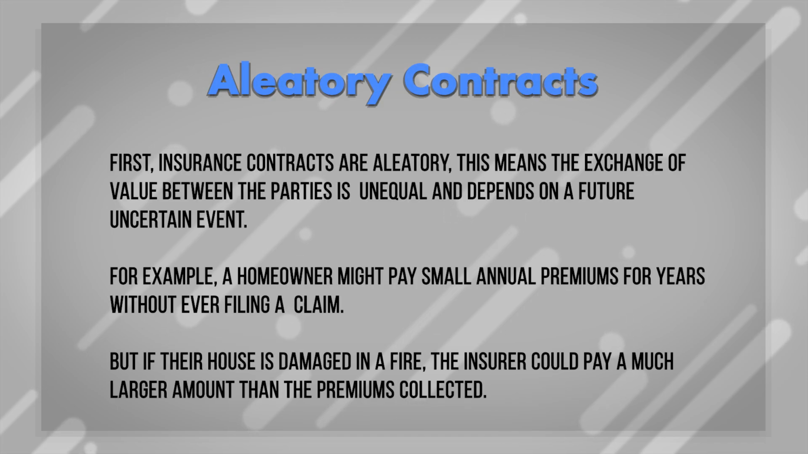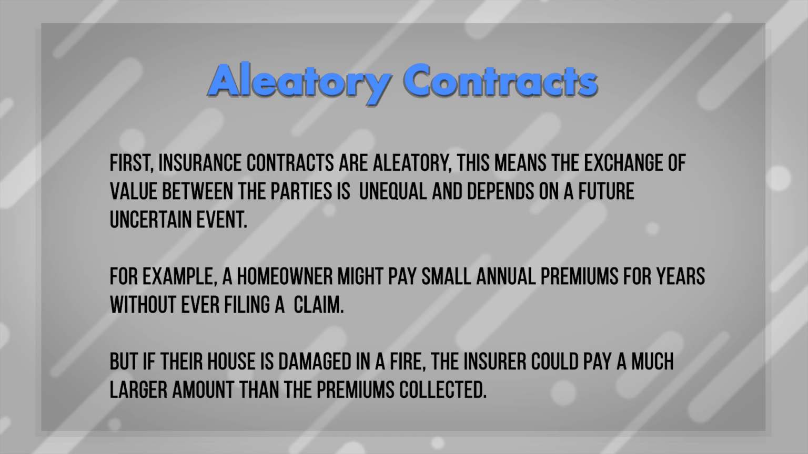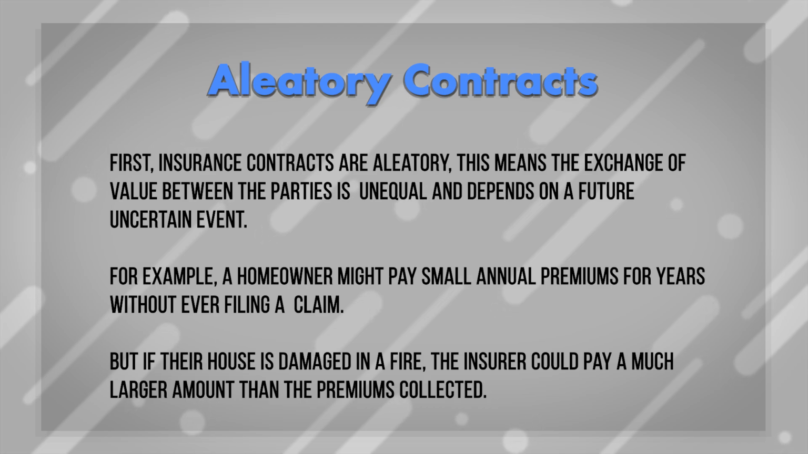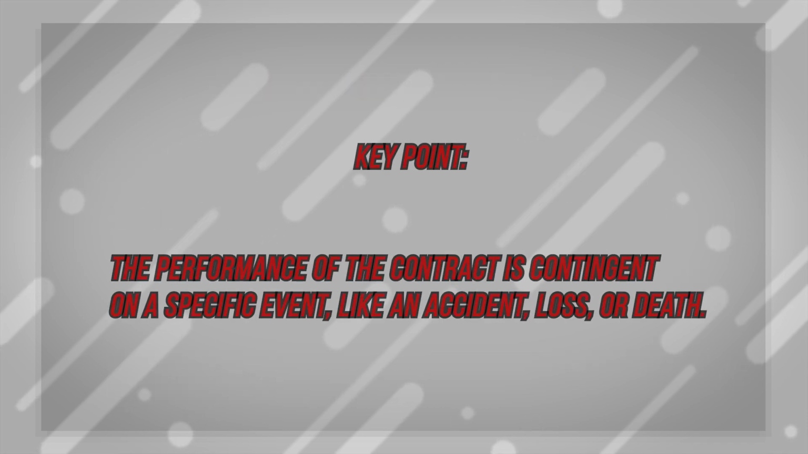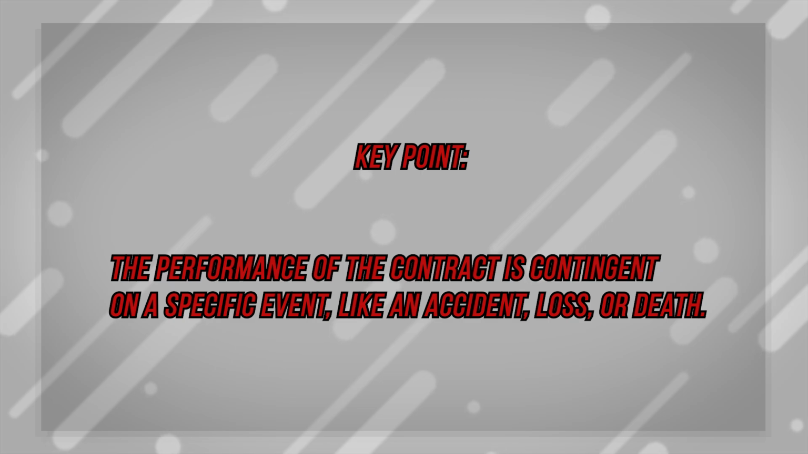Don't worry, we'll break each of these down with examples. First, insurance contracts are aleatory. This means the exchange of value between the parties is unequal and depends on a future uncertain event. For example, a homeowner might pay small annual premiums for years without ever filing a claim, but if their house is damaged in a fire, the insurer could pay a much larger amount than the premiums collected. The performance of the contract is contingent on a specific event, like an accident, loss, or death.